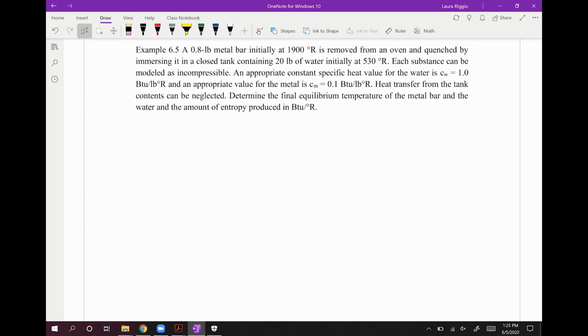We have 0.8 pounds of a metal bar initially at a temperature, removed from an oven and quenched by immersing it in a cooling tank containing 20 pounds of water at an initial temperature. Each substance can be modeled as incompressible. An appropriate constant specific heat value for the water is 1 BTU per pound degree Rankine, and an appropriate value for the metal is 0.1. Heat transfer from the tank contents can be neglected. We want to determine the final equilibrium temperature and the amount of entropy produced.